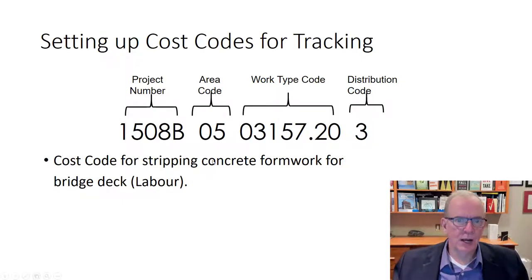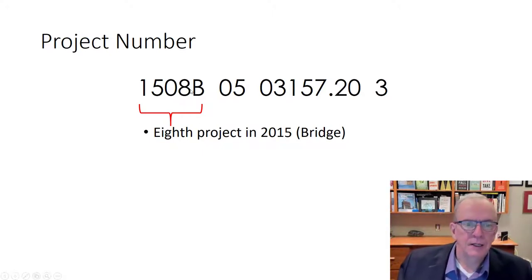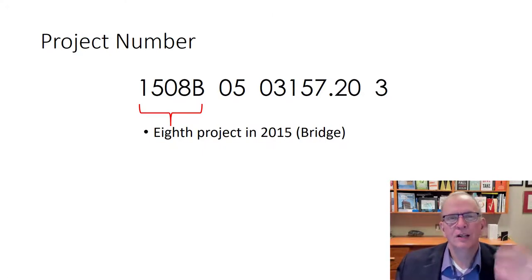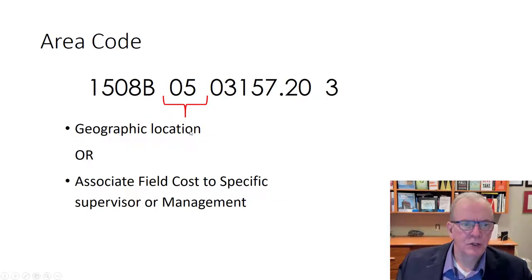You can get very granular with the work type and the distribution code. So like I said, it could be the 8th project in 2015 and a bridge. So maybe something that signifies the year, something that signifies the number of the project, and a letter or some sort of abbreviation that would signify the different project types, because maybe you're an infrastructure company. So it could be something structured like that.